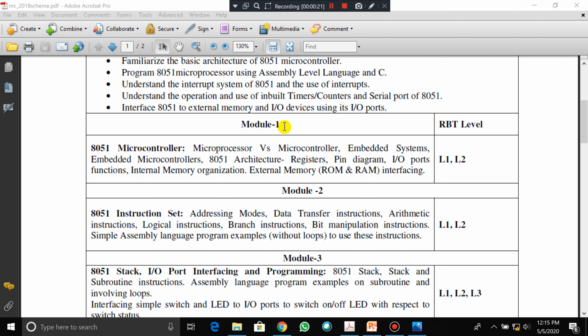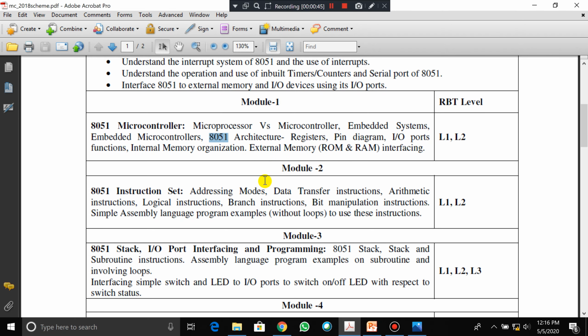That is module number 1. In that we discussed about the differences between microcontroller and microprocessor, then different types of microcontrollers, then architecture of microcontroller, that is 8051. In this particular subject we are mainly concentrating on 8051 microcontroller and its architecture, pin diagram, input output ports, etc. And about memories also we have discussed.